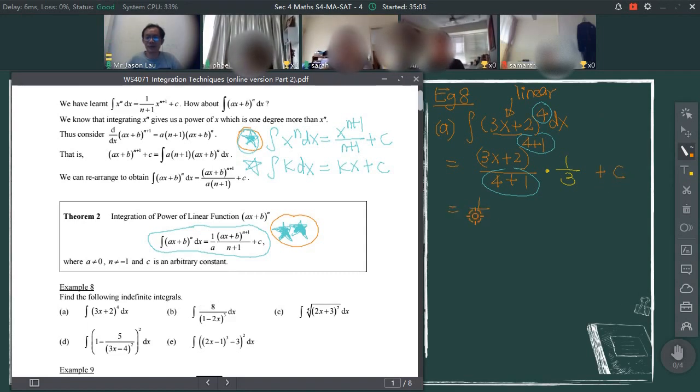Then the answer is 1/15 (3x plus 2) to the power 5 plus c. Get the yellow part? It's just a reverse of differentiation. So you'll find that whatever you do in differentiation, integration will have that reverse element. So we'll go opposing. So instead of times, you get divide. Take note of that.